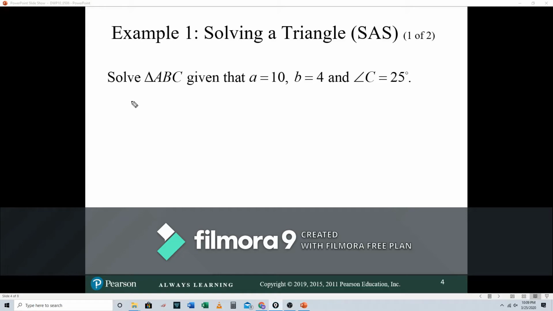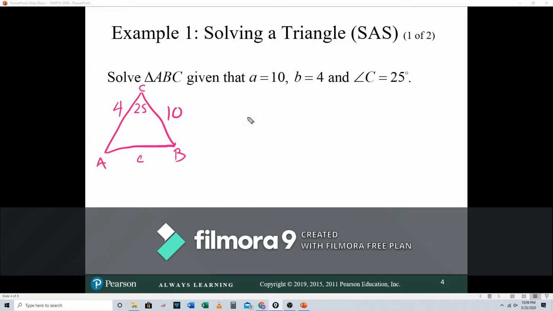So here we have triangle ABC, loosely defined, where we're given side A is 10, side B is 4, and angle C is 25. So what we're going to do first is find side C. We don't know this side, so we'll find the side, and then we'll find angle A, and then use the 180 degrees to find angle B. It doesn't really matter which order I solve this in.